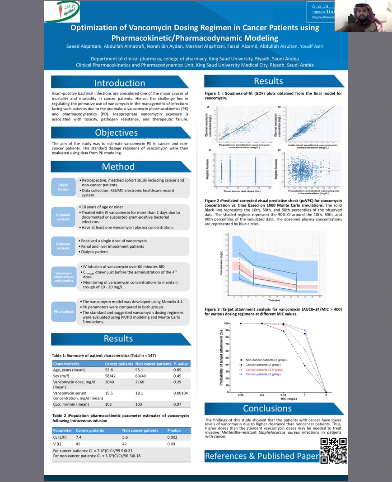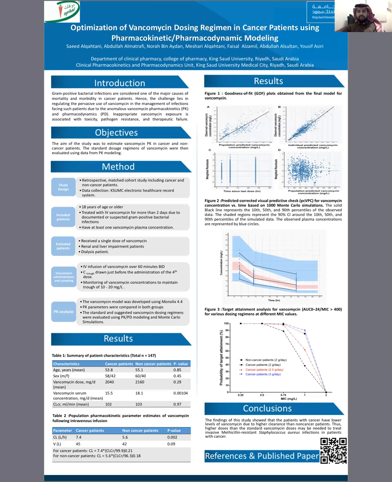And figure number 2 measures the accuracy of goodness of fit and the prediction-corrected visual predictive check for vancomycin concentration versus time based on 1,000 Monte Carlo simulations. The solid black line represents the 10th, 50th, and 90th percentiles of observed data, and the shaded regions represent the 90% confidence interval around the 10th, 50th, and 90th percentiles of the simulated data. And the observed plasma concentrations are represented by blue circles.